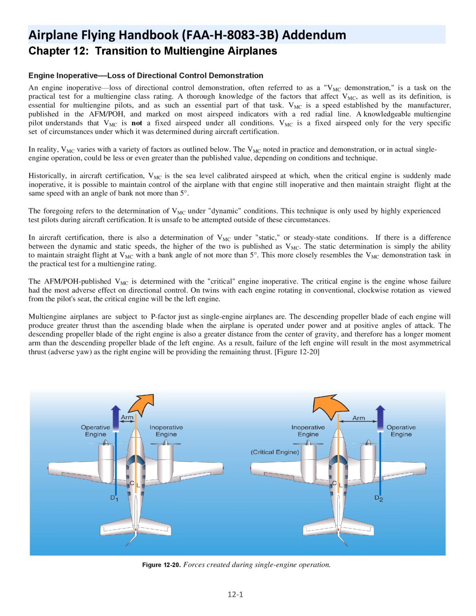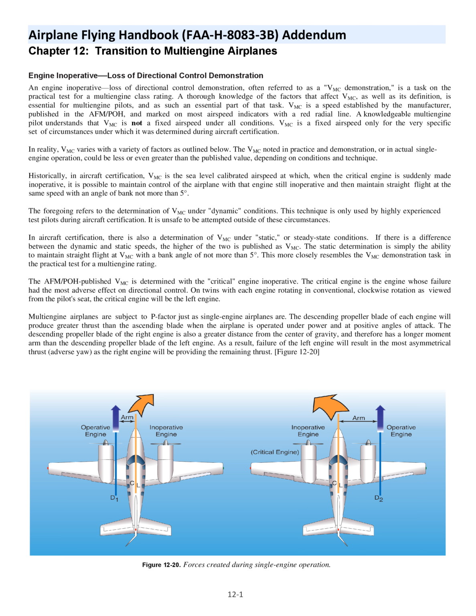Historically, in aircraft certification, VMC is the sea-level calibrated airspeed at which, when the critical engine is suddenly made inoperative, it is possible to maintain control of the airplane with that engine still inoperative and then maintain straight flight at the same speed with an angle of bank not more than 5 degrees. The foregoing refers to the determination of VMC under dynamic conditions. This technique is only used by highly experienced test pilots during aircraft certification. It is unsafe to be attempted outside of these circumstances.